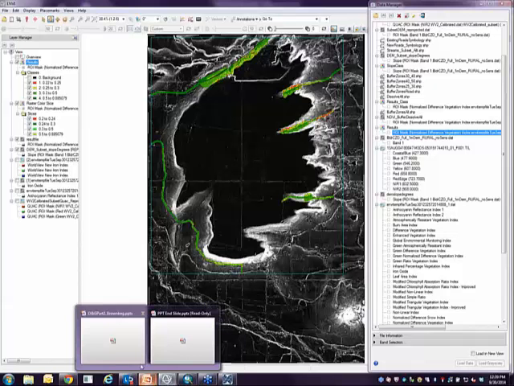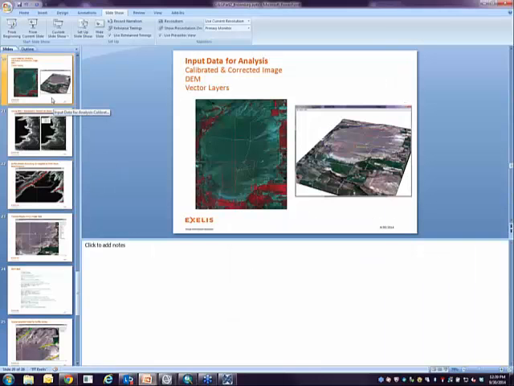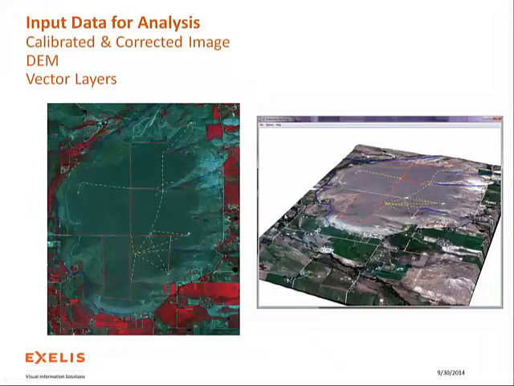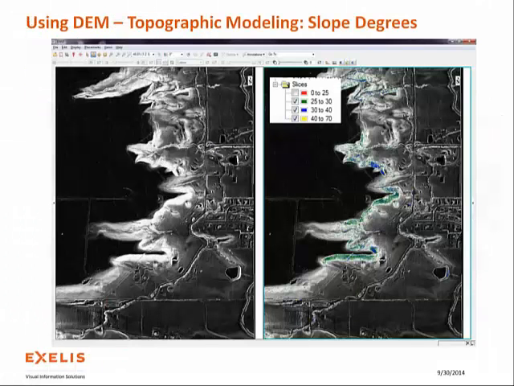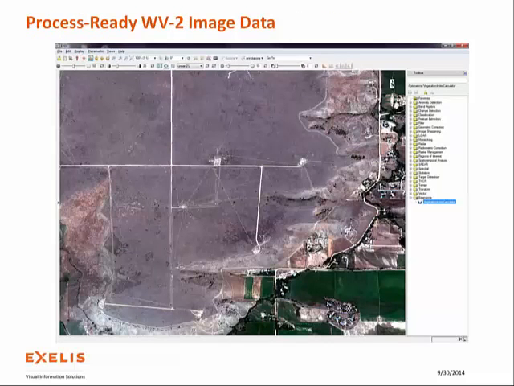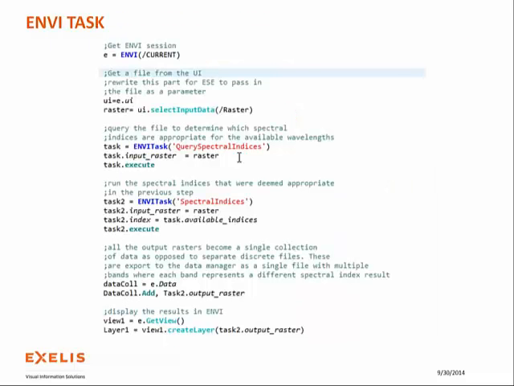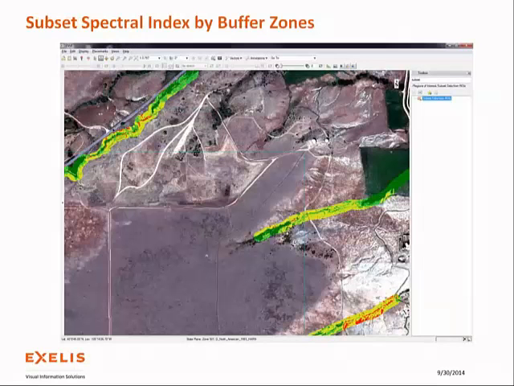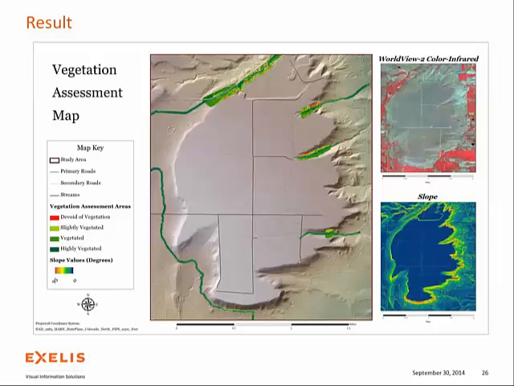We're going to go back to our slideshow here and recap. Okay. So first we looked at the topographic modeling. Then we created our vegetative filter zone buffers. And we processed our WorldView-2 imagery. We did some spectral analysis. And we applied those results to the output, exported to ArcGIS, and we made a map. I'm not going to spend a lot of time on map making today, but that is basically the way that we did that for now.